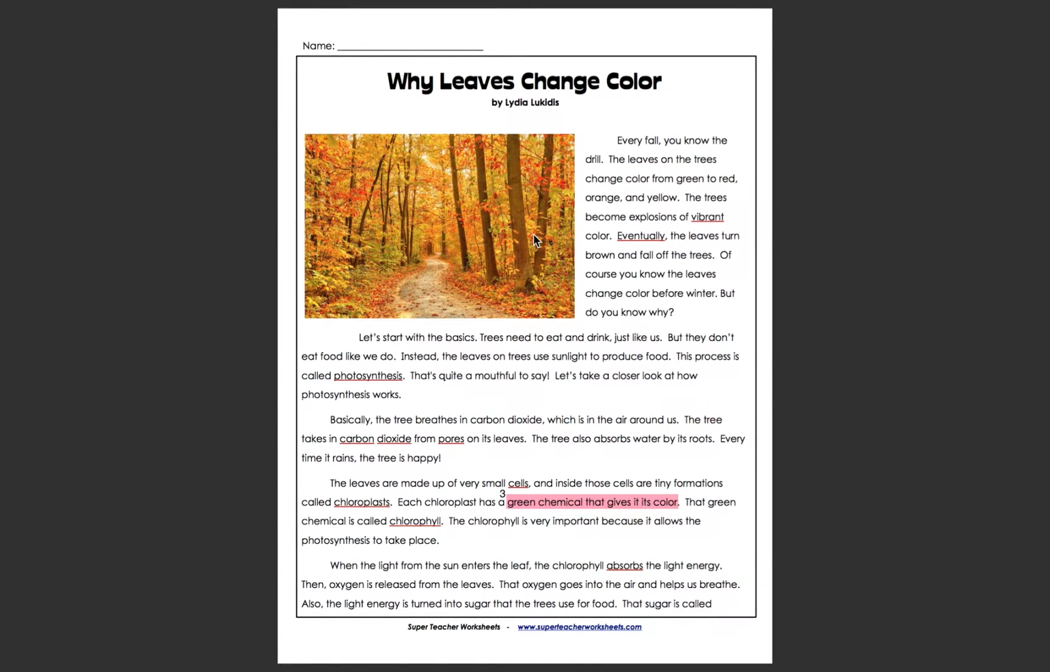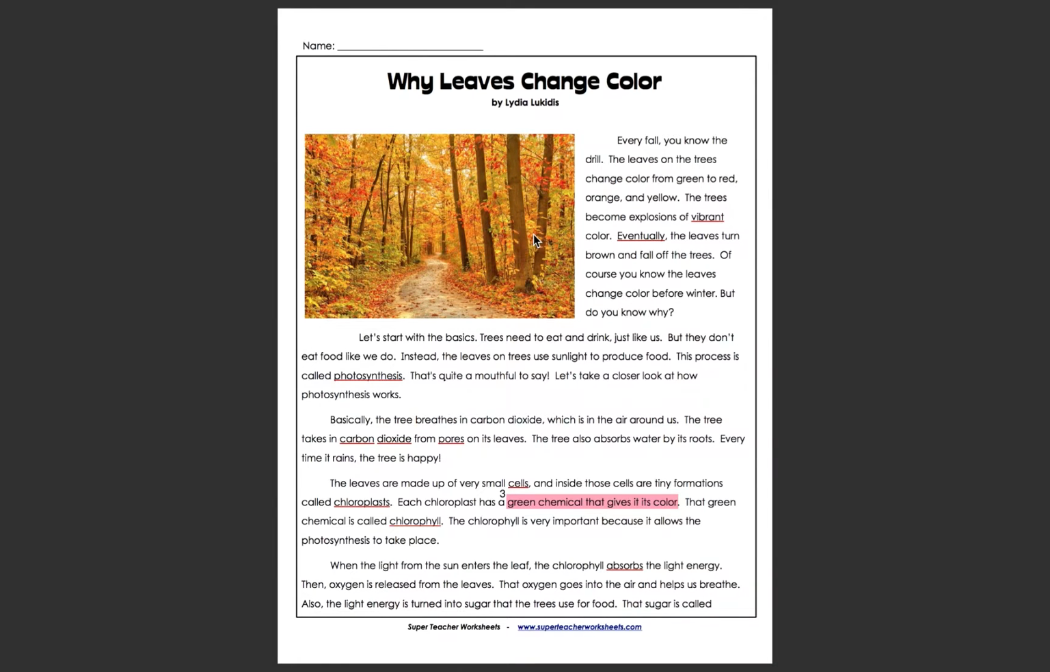Why leaves change color? Your vocabulary words are underlined in red. One is vibrant. Vibrant means vivid or bright. Next is eventually. Eventually means gradually, not happening right away.